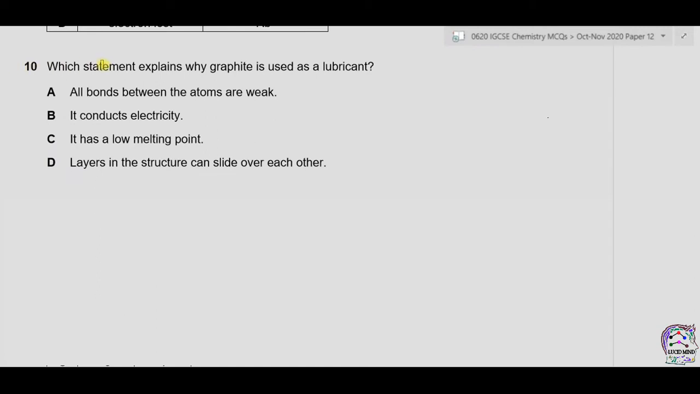Question number 10. Which statement explains why graphite is used as a lubricant? A. All bonds between the atoms are weak. As in graphite, each carbon atom makes 3 single covalent bonds with other carbon atoms. So the bonds are strong, they are not weak. B. It conducts electricity. Now, graphite does have free electrons, therefore it is a good conductor, but this is not the reason for it to be used as a lubricant.